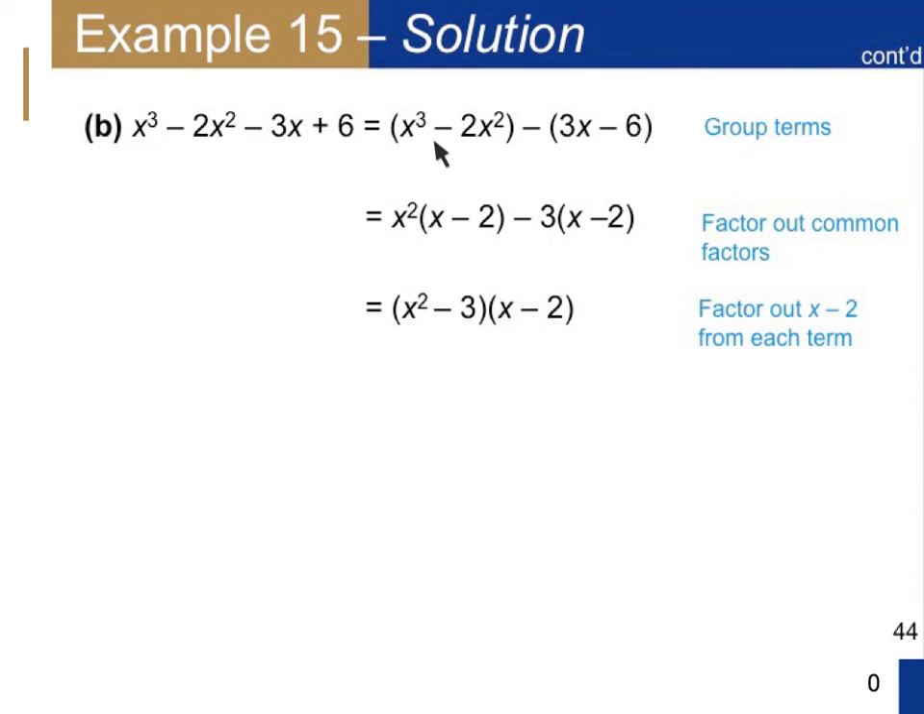And then here we have a common factor of x squared in the first group. So that would be x squared times x minus 2. And then we can factor out a 3 in this group. So that would be minus 3 times x minus 2. And then notice we have a common factor of x minus 2 in both those groups. So that would be x minus 2 times x squared minus 3. And we're done because this is not a difference of squares, right? 3 is not a perfect square. So that's the end of section 1.3.